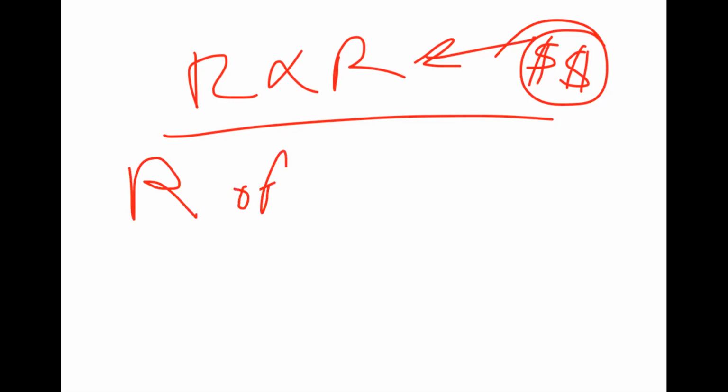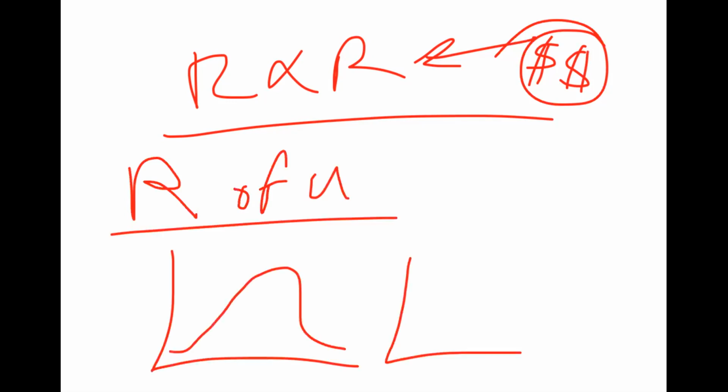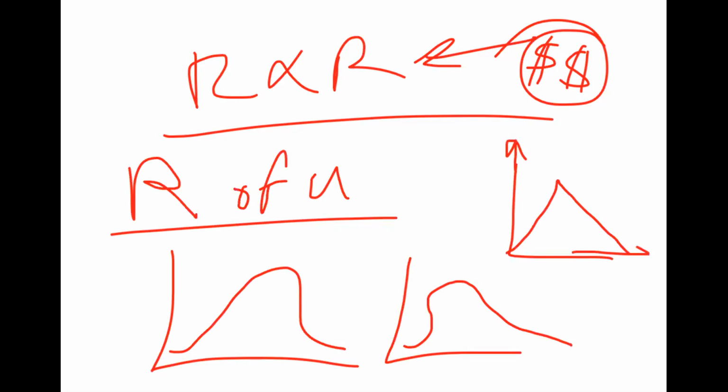Representations of uncertainty. Does this ring a bell? Which one is normal? Which one is triangular? Which one is beta? Which one is uniform? You should know some of this stuff, okay? And you should know why we care about representations of uncertainty.